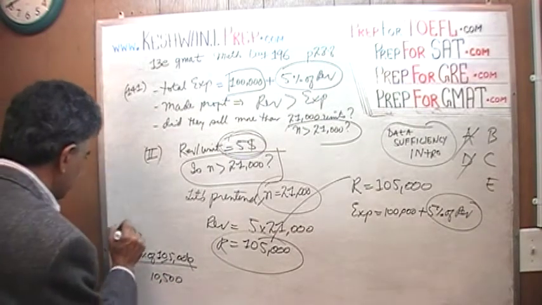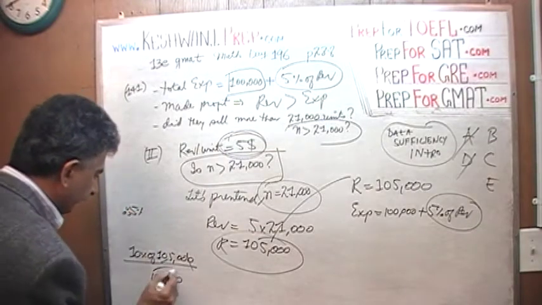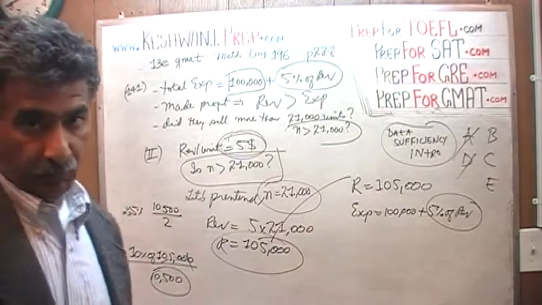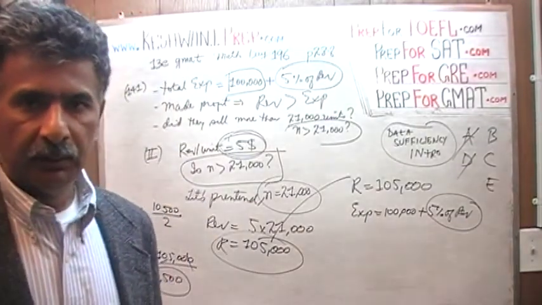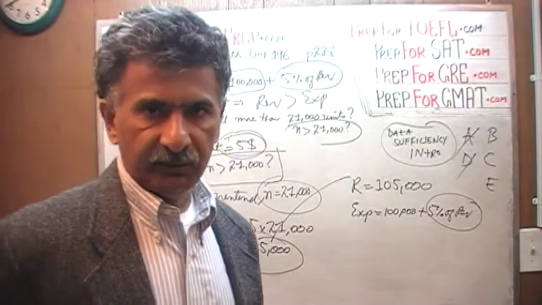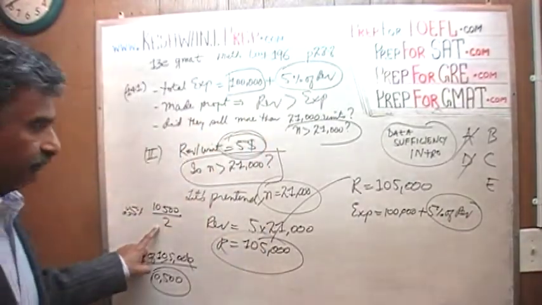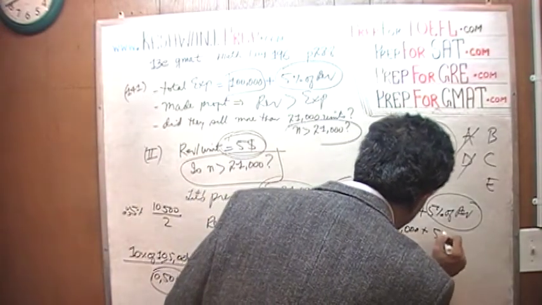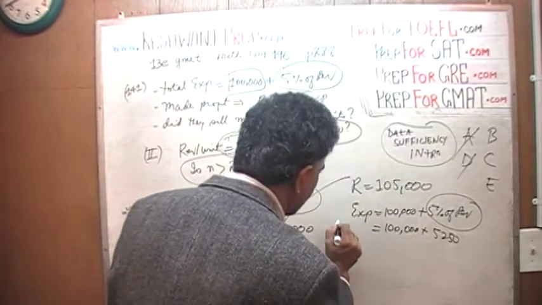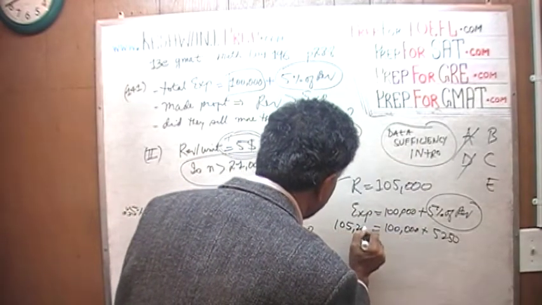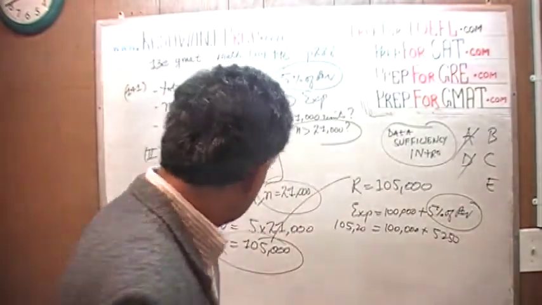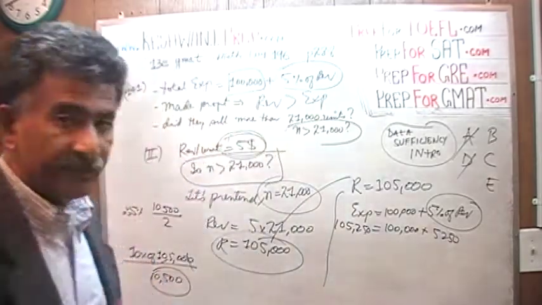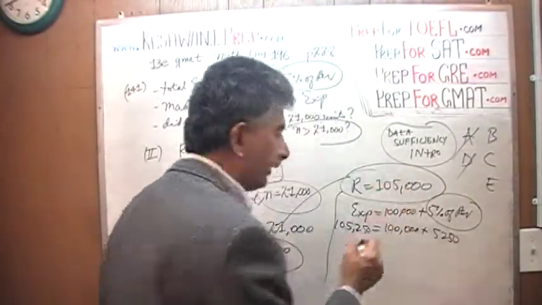Therefore 5% would be half of that amount, half of 10,500, which is 10% divided by 2. And when I say divided by 2, don't actually divide it out literally. Just think logically. Half of 10,000 is 5,000 and half of 500 is 250. So this is 100,000 plus 5,250 for a grand total of 105,250. That's our expenses if their revenue is in fact 105,000.